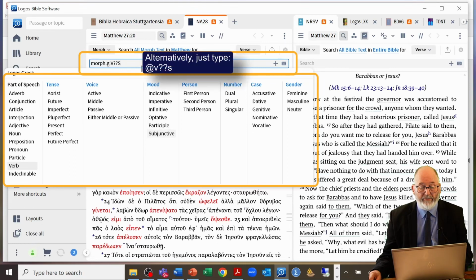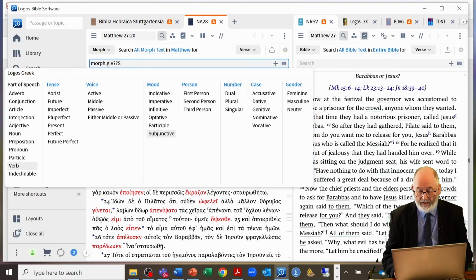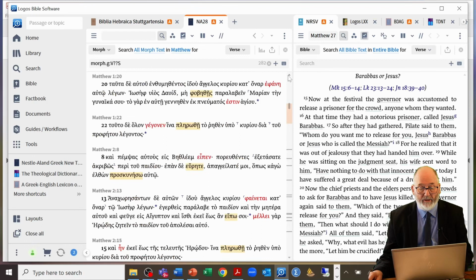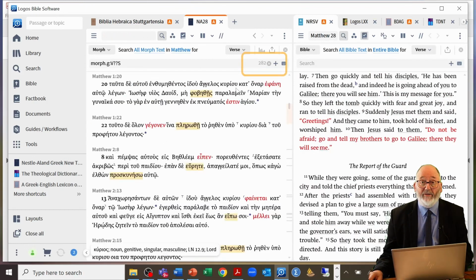We now have all the subjunctives chosen, and if I press return, wow, there they all are, all of the subjunctives in the Gospel of Matthew, going right back to the beginning of the Gospel and to the last part of the Gospel. There are 282 verbs in Matthew that are in the subjunctive mood.